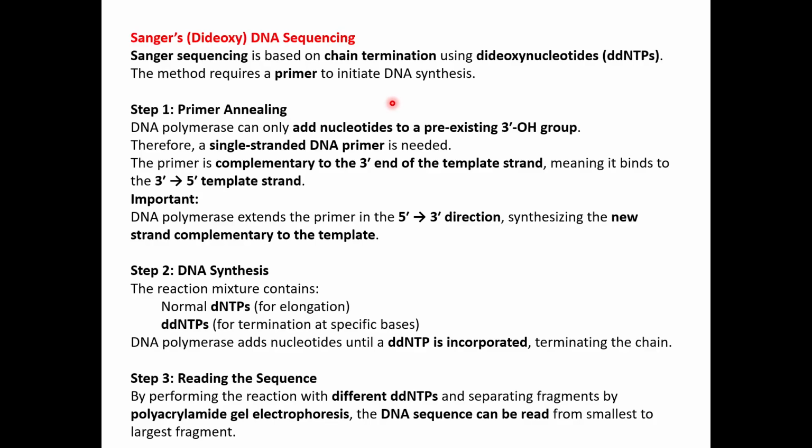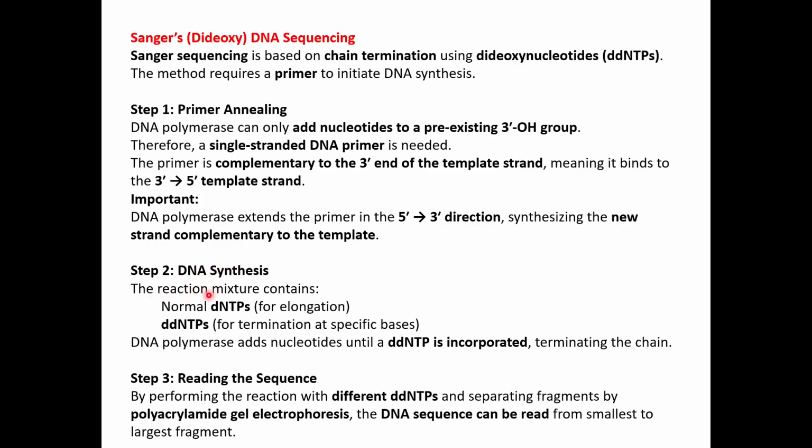So because it's chain termination, we have to start DNA synthesis and it requires a primer. So primer annealing is done. DNA pol can add nucleotides only to the 3' OH. We have discussed this, and a single stranded DNA primer is needed, and the primer is complementary to the 3' end of the template strand, meaning it binds to the 3' to 5' template strand that is present. And then DNA pol extends the primer in the 5' to 3' direction, synthesizing the new strand complementary to the template DNA strand.